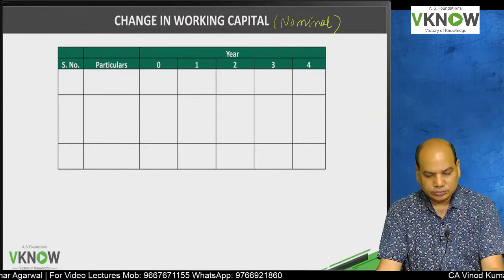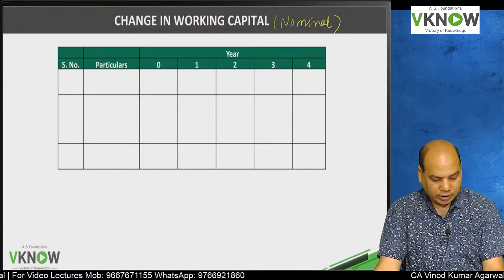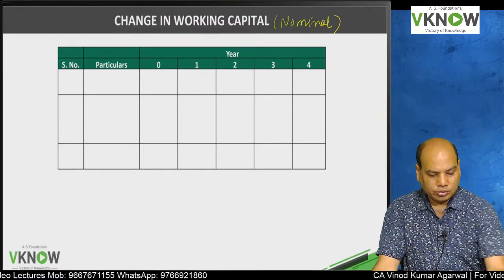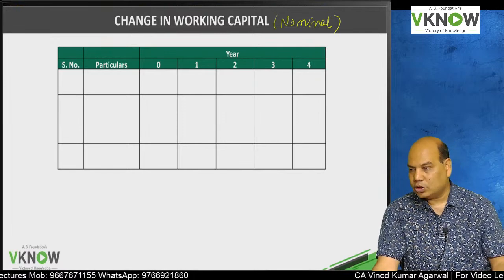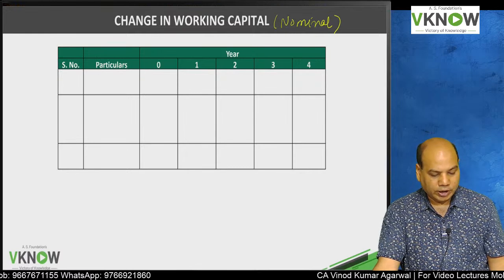Draw this table. Serial number, particulars. Now in the question they have written 1, 2, 3, 4, 5. But I am not writing 1, 2, 3, 4, 5. I am writing 0, 1, 2, 3, 4 to avoid any mistake.